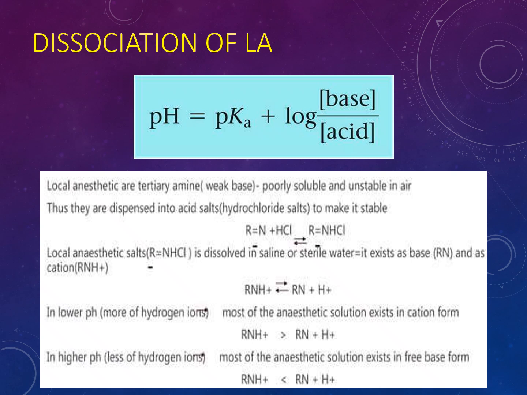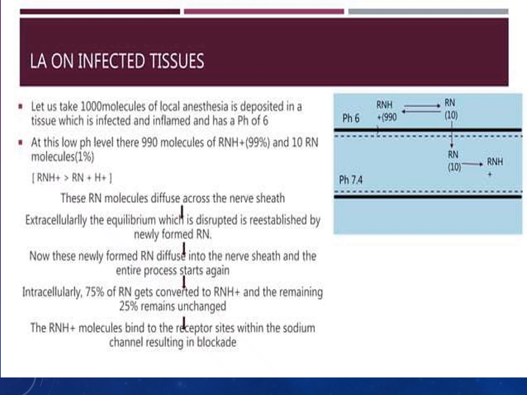So, if it is lower pH, the anesthetic that can diffuse across the membrane will be less. Now, the action of LA on an infected tissue. Let us take 1,000 molecules of local anesthetic deposited in a tissue which is infected and inflamed and has a pH of 6. So, the pH of the surrounding area is lower, so more of the molecules will be present in the RNH+ form.